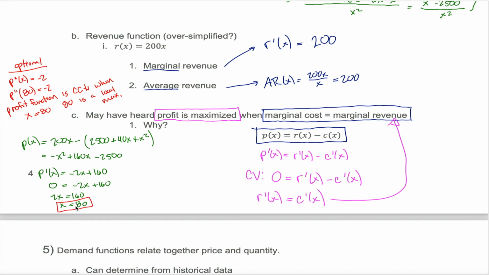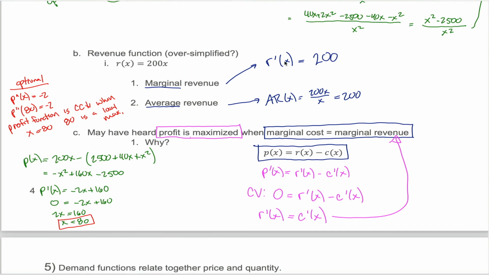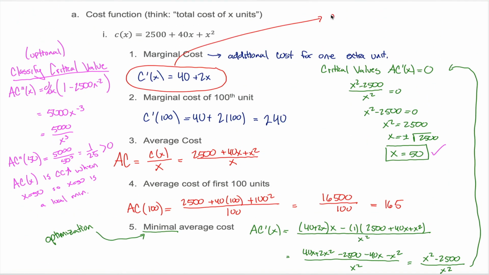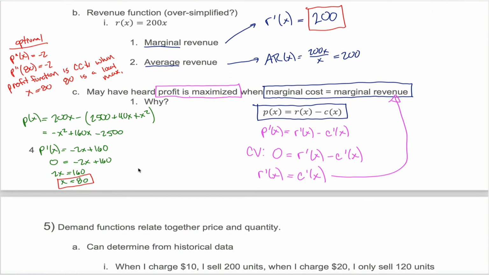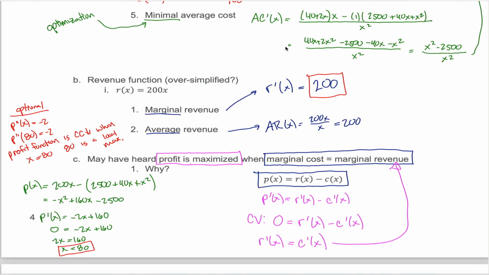Note that when I'm producing 80 units, my marginal revenue is equal to 200, and my marginal cost would just be c prime of 80, which is 40 plus 2 times 80, which is 40 plus 160, which is 200. My marginal cost is 200, my marginal revenue is 200 at this critical value where I'm maximizing profit. I'm really figuring out the exact same thing two different ways, as I kind of tried to prove to you over here in pink.